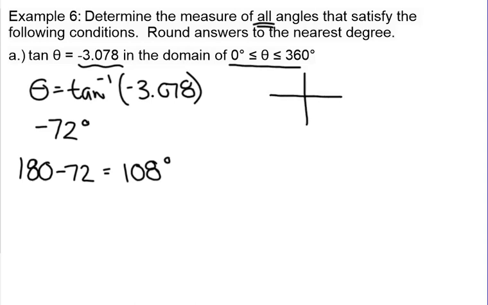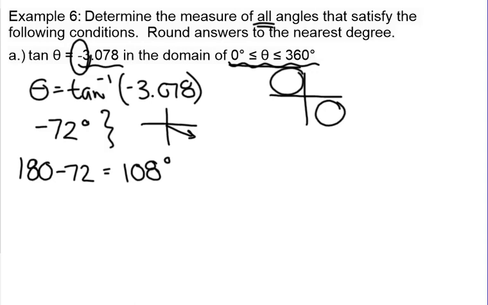We need an answer because our answer was negative. We want answers that are in quadrant 4 and quadrant 2. So our calculator spit out negative 72, which is right here. That is technically a true answer. However, that is not in our domain of 0 to 360.